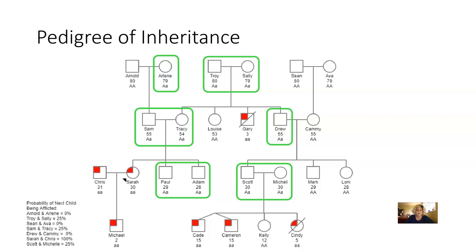Paul and Adam are carriers. So in the case of Sarah, she marries somebody who has cystic fibrosis, and because of that, there's a 100% chance that their child, Michael, has it too. So this is an example of how cystic fibrosis is carried through the generations and how it could possibly be silent.